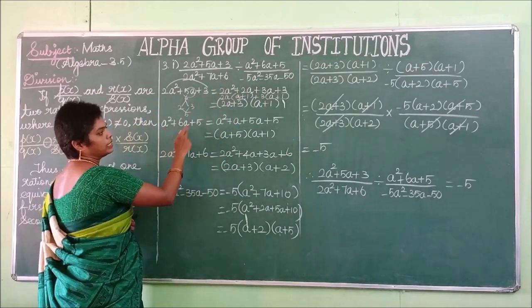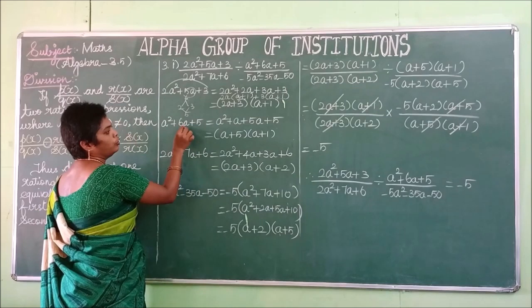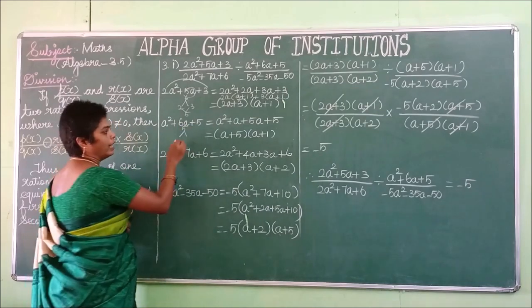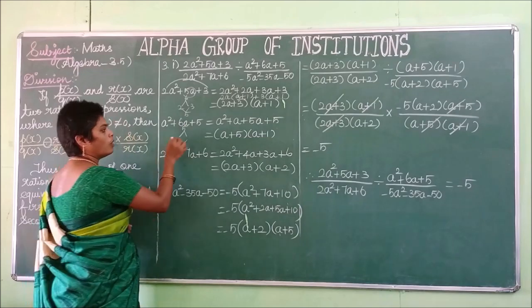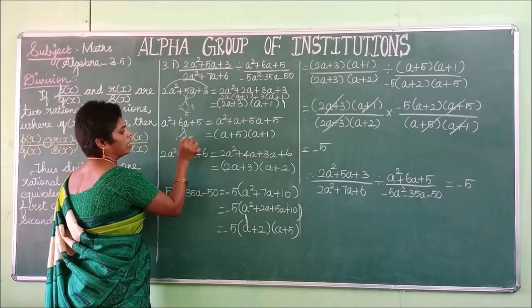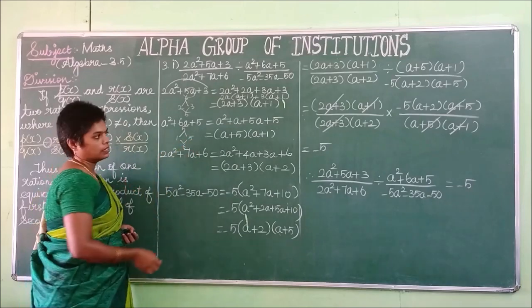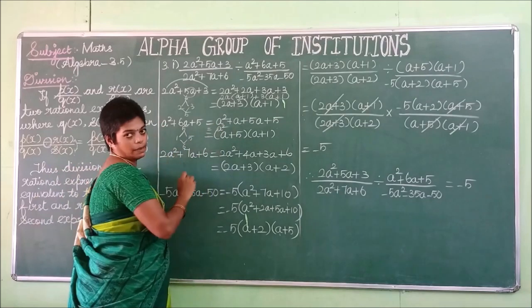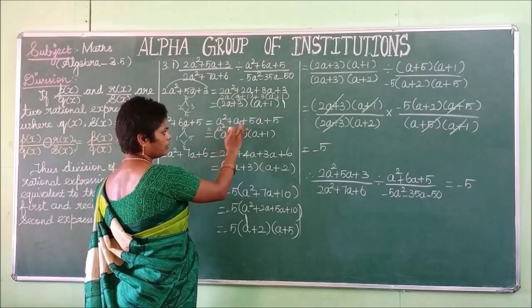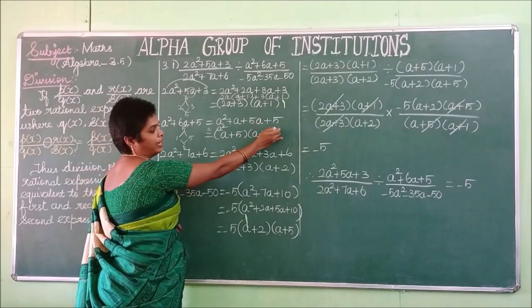Listen, for the second term, I am taking a squared plus 6a plus 5. If you multiply two numbers, you get the value 5, and if you add the two numbers, you get the value 6. So what is that? 1 into 5 is 5. 1 plus 5 is 6. So it can be rewritten as: first term will be the same, second term will be rewritten as 1a plus 5a plus 5.